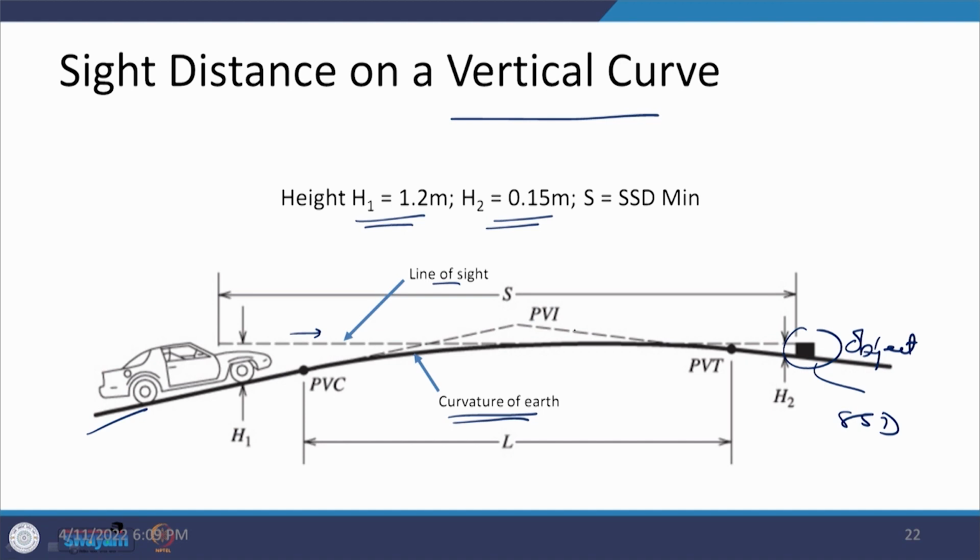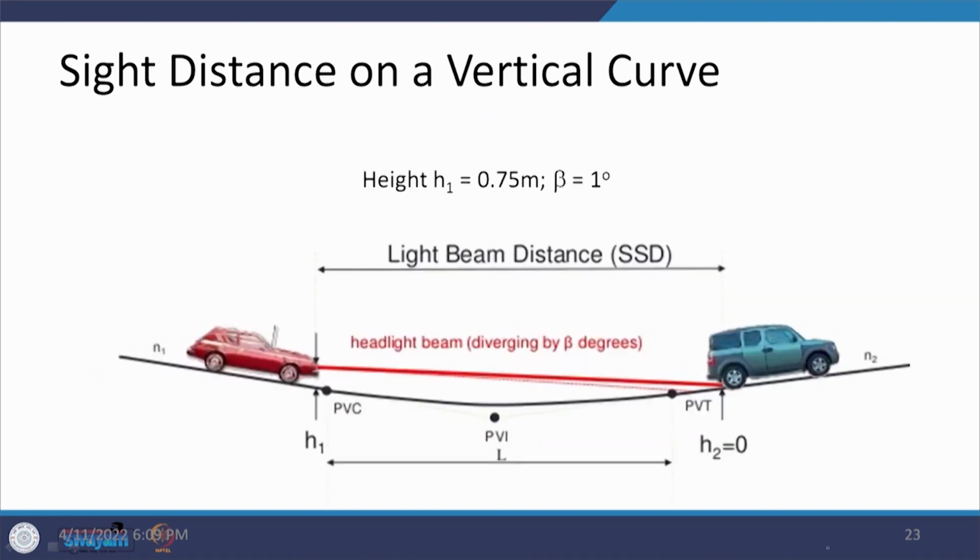Now, when this happens, because of this curvature, the line of sight is getting tangential here, and we are able to see this object which is 0.15 meters high, and therefore this distance which is going to be traveled here is the SSD to be provided. When you talk about another case of a vertical curve, where there is a valley curve or a sag curve, then the vehicle is moving on this downgrade and then it is going up.